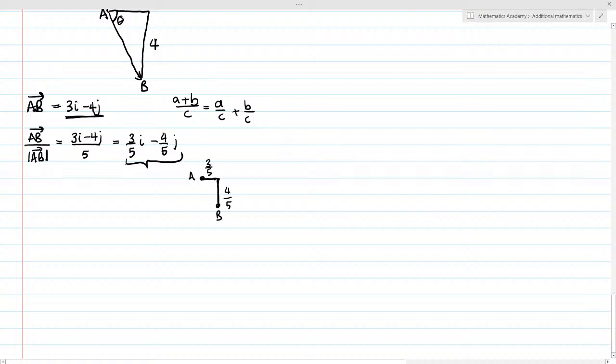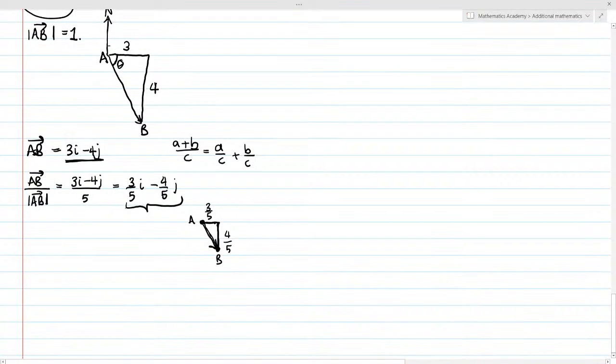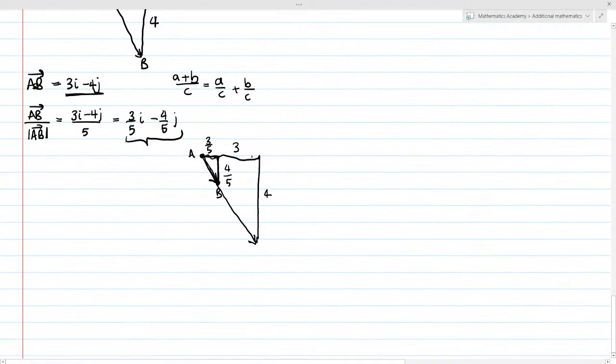Then I'll draw a smaller vector here, AB, and this is the direction that AB is traveling, in this case when I've divided by the magnitude. But look, this direction is exactly the same as the direction we had in the beginning, when I went a full 3 units across and 4 units down. It's exactly the same direction. These two triangles are similar. If you wanted to calculate the angles, you'll find that they are exactly the same.